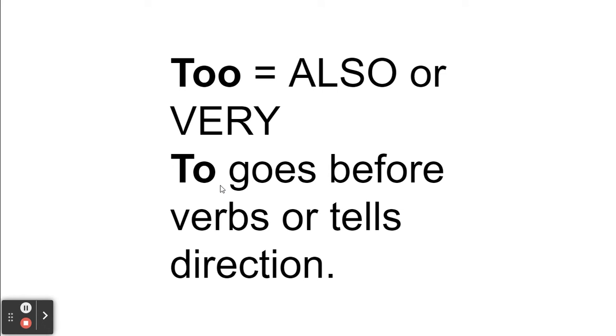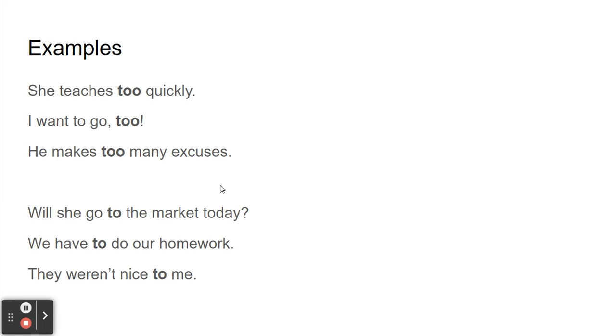And then we have TO, and that means that is a word that goes before verbs a lot of the times, or sometimes it tells direction, where we're going or who or what we're doing something to. Here are some examples of how to use these two words.